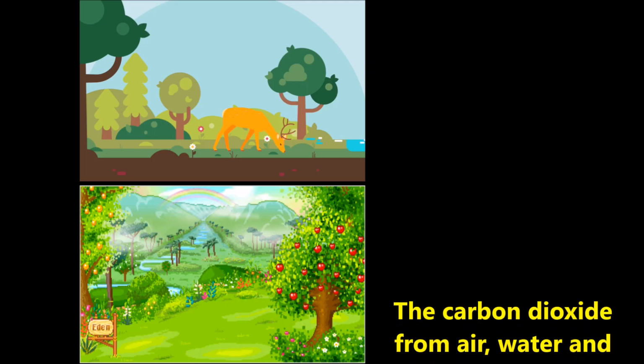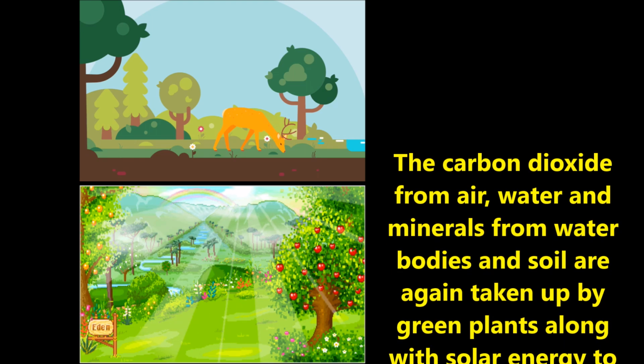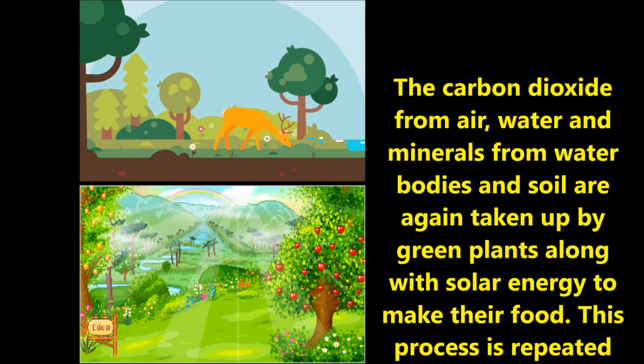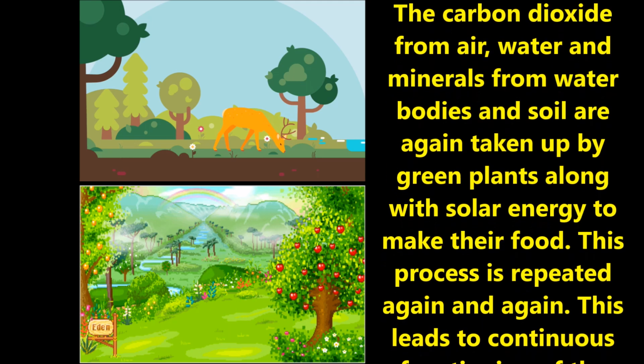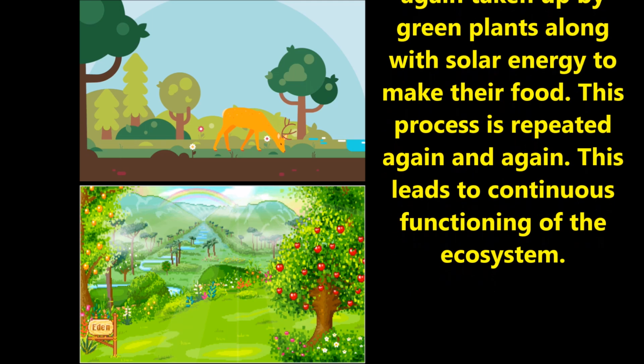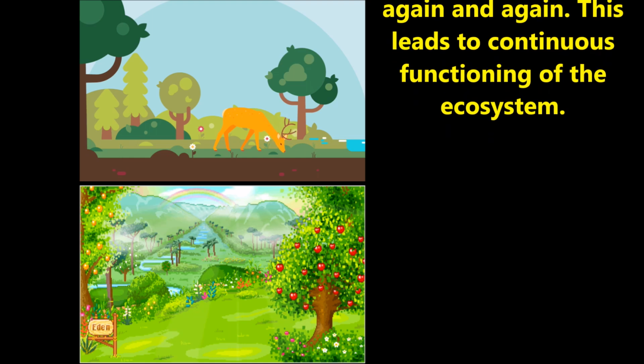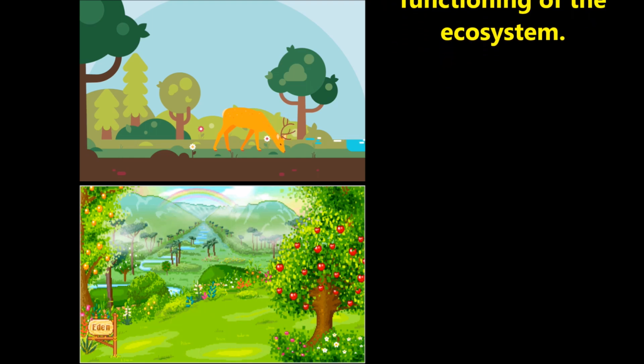Let us discuss the process of functioning of the ecosystem. The carbon dioxide from air, water and minerals from water bodies and soil are again taken up by green plants along with solar energy to make their food. This process is repeated again and again, and this leads to the continued functioning of the ecosystem.